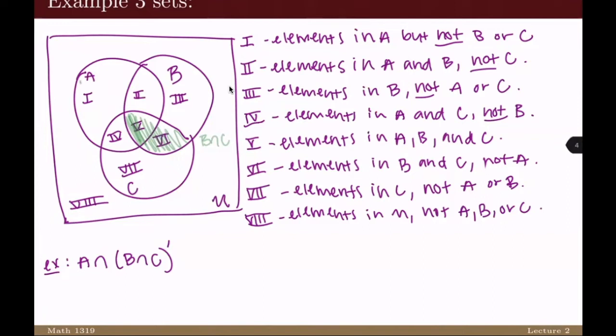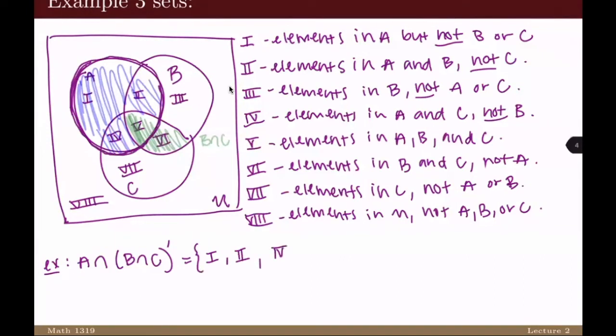So let's just start coloring everything in A. Well, I have this piece and this bit and this bit, because they are all inside of the circle that defines my set A. Since this circle here is what defines the boundaries of my set A, this is going to be everything that is shaded blue. So this is equal to Roman numeral 1, 2, set brackets, and 4.